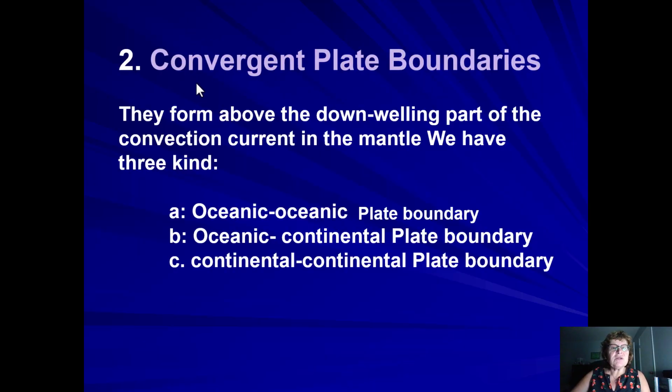Now we start talking about the convergent plate boundaries. They form above the down-welling part of the convection current in the mantle, and we have 3 kinds. The oceanic plate boundary, and when I say oceanic, I mean oceanic lithosphere plate meets oceanic lithosphere plate, and that forms the boundary. Then you have oceanic lithosphere plate meeting continental lithosphere plate, and the third one is when 2 continental plates meet each other. So: oceanic plate boundary, oceanic-continental plate boundary, and continental plate boundary.